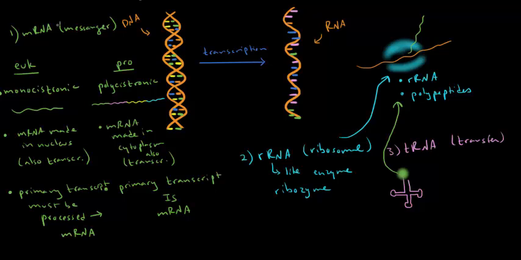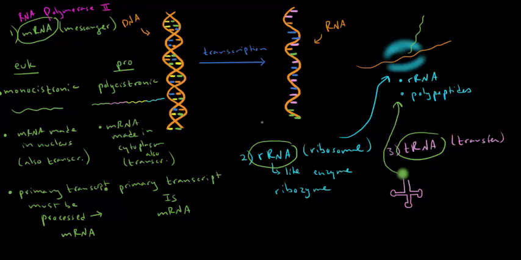Let's just recap. We spoke about messenger RNA, ribosomal RNA, and transfer RNA. And I just want to mention the enzymes that put together RNA in eukaryotic cells. In eukaryotic cells, mRNA is put together by RNA polymerase II. Ribosomal RNA is put together by RNA polymerase I. And transfer RNA is put together by RNA polymerase III.